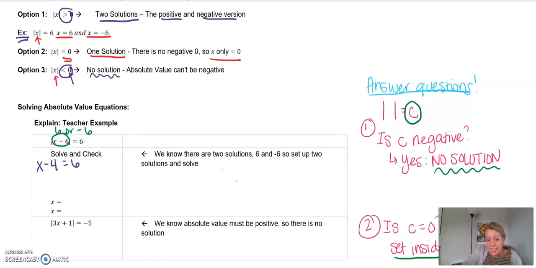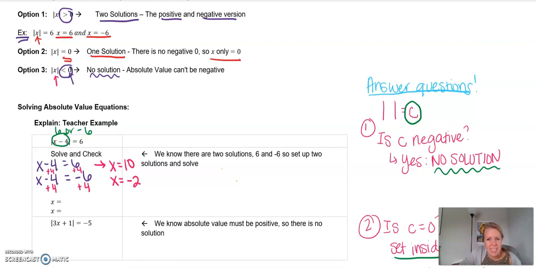Or I know that the inside, x minus 4, can equal -6. I have two equations, so I'm going to solve both of these for x. Let's just figure out what x could be. Well, if I add 4 to both sides, then I get that x could equal 10. Same thing here, if I add 4 to both sides, x could also be negative 2.